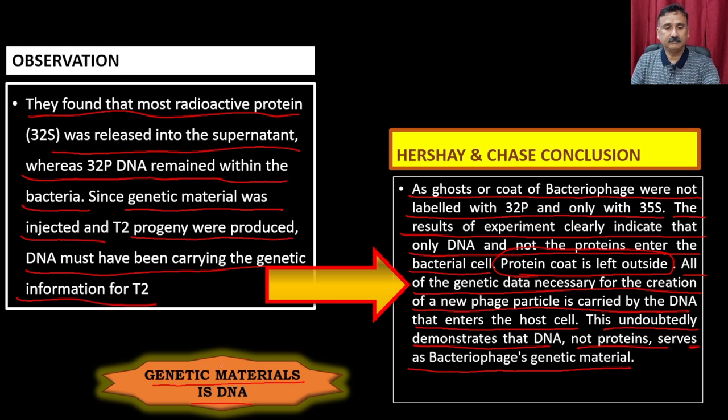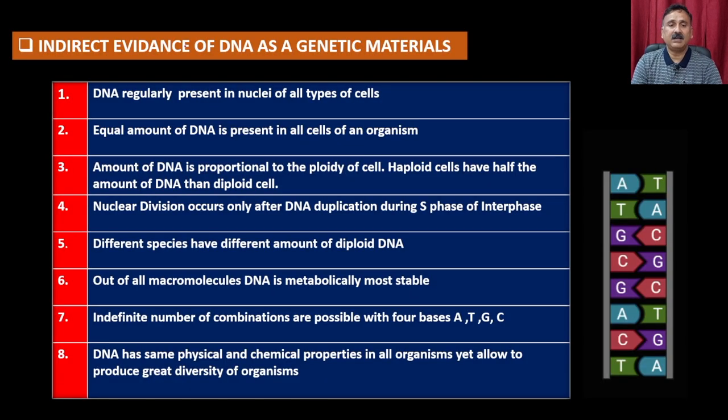Okay. Then there are several indirect evidences for DNA being the genetic material. First evidence is that DNA is regularly present in the nuclei of all cell types. The amount of DNA is equal in all cells of an organism. Then the amount of DNA is proportional to the ploidy of the cell. Haploid cells have half the amount of DNA of diploid cells. Nuclear division occurs only after the DNA duplication during the S phase of the interphase. This we have already discussed when we were discussing cell division.